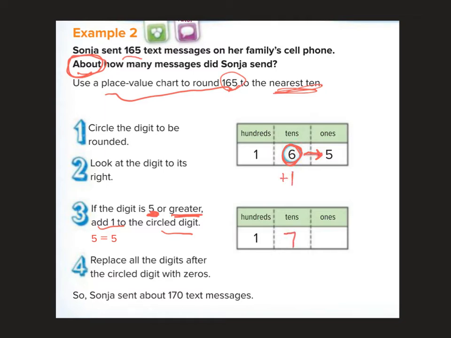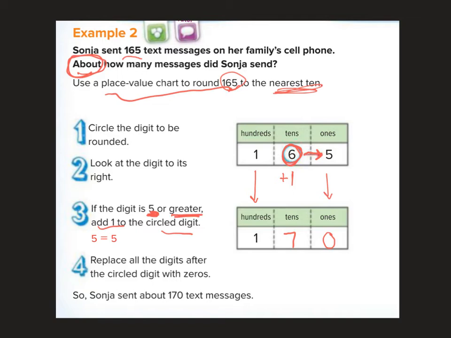So it's going to become a 70. Notice the numbers before the circled digit, they don't change. They're going to stay there. The circled digit's going to go up 1, and then the numbers after the circled digit become zeros. So I'm going to be rounding it to 170 text messages.